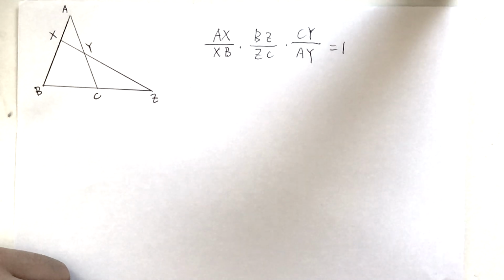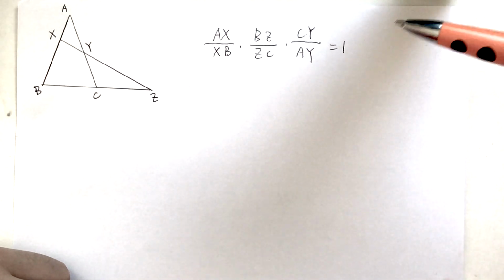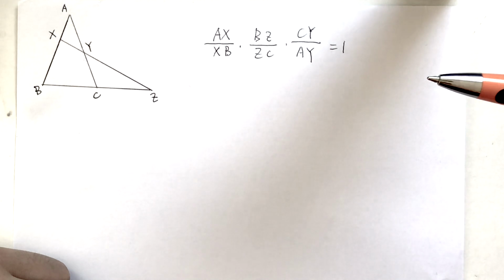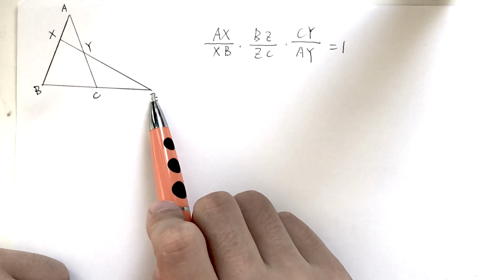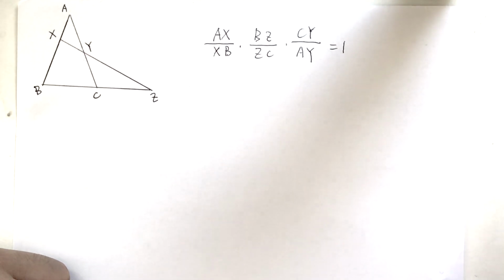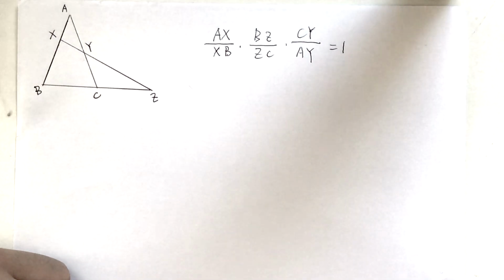There's also a reverse of the theorem that I'm not going to talk about today. It's basically when you assume that X, Y, Z are not on the same line, and this expression is satisfied, then X, Y, Z are collinear. So that's the reverse of the theorem.